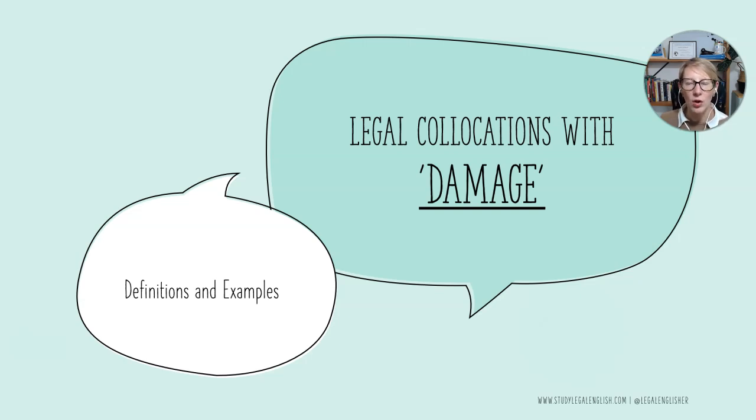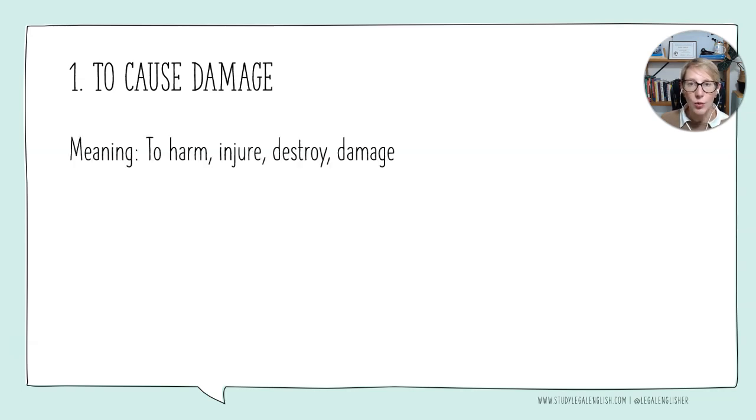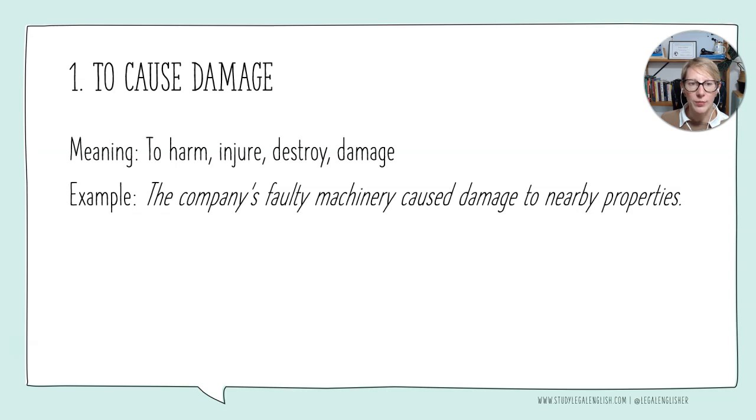We're going to look at 4 collocations with the word damage. I'm going to give you some definitions and examples first of all. Let's have a look at the first one. To cause damage. What does it mean? It means to harm, to injure, to destroy, to damage. You can of course just simply use the verb to damage. So to cause damage, some people make the mistake of saying to make damage. It's incorrect. It's to cause damage. An example sentence is, the company's faulty machinery caused damage to nearby properties.